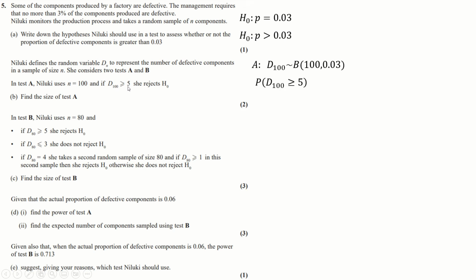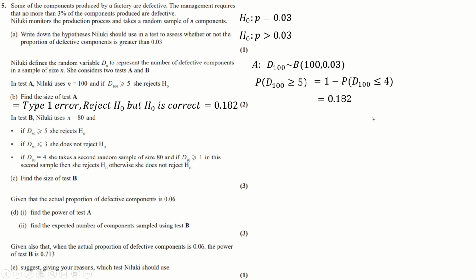Firstly, for A, the size of a test, we'll first work out the probability of D of 100 being greater than or equal to 5. That's equal to 1 minus that, which is equal to this. The size of a test is just the type 1 error. It's the probability of rejecting H0 when H0 is correct. H0 is correct in our maths here because we've said the probability is 0.03. So this is just the size of the test, the type 1 error right here. And so that will do.